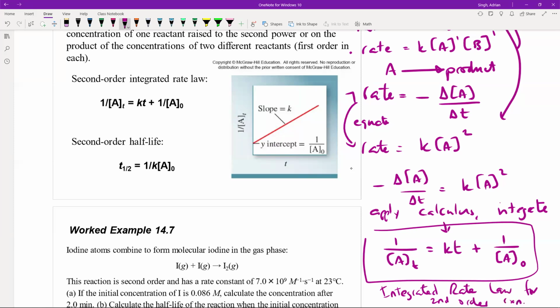Right, and again, we're not going to go through the calculus and the math involved. We'll save that for a higher level class. We just need to be able to use this equation here, the integrated rate law expression, to solve for any of these unknowns in equilibrium.